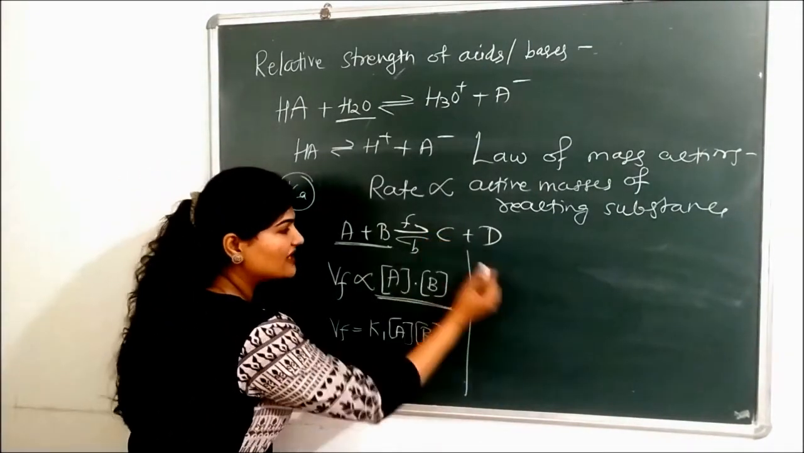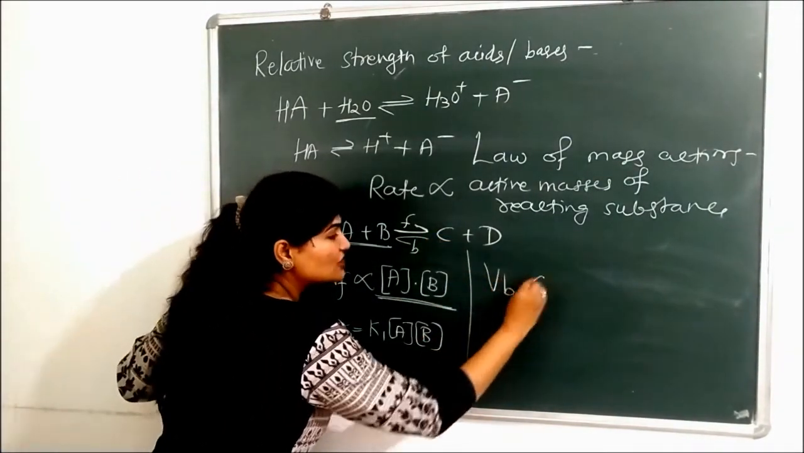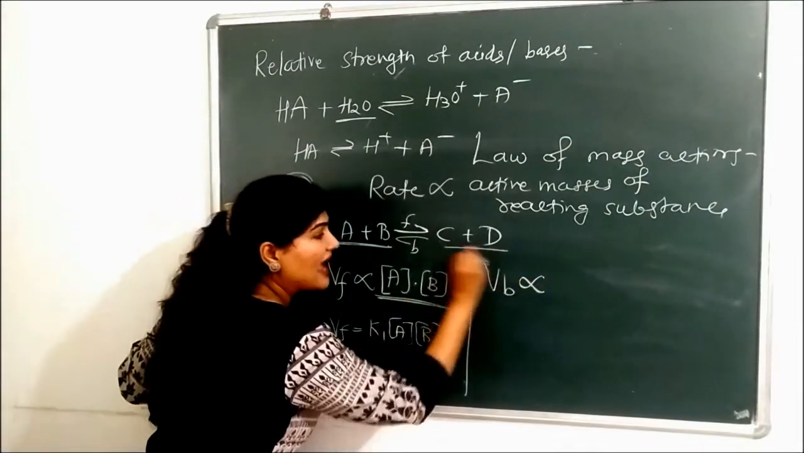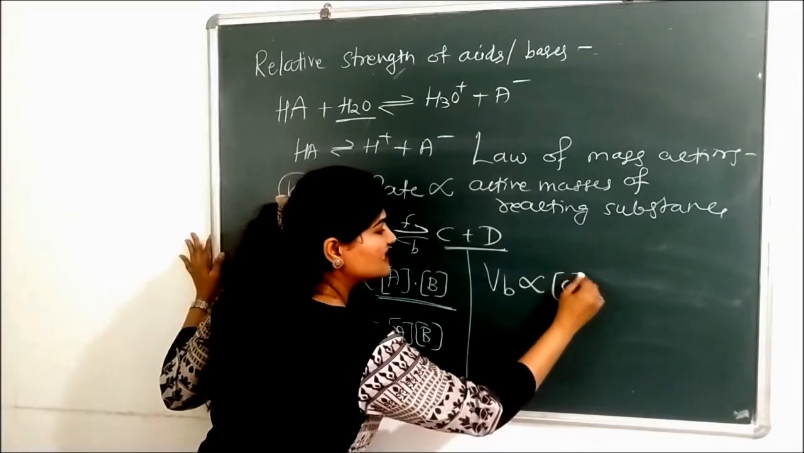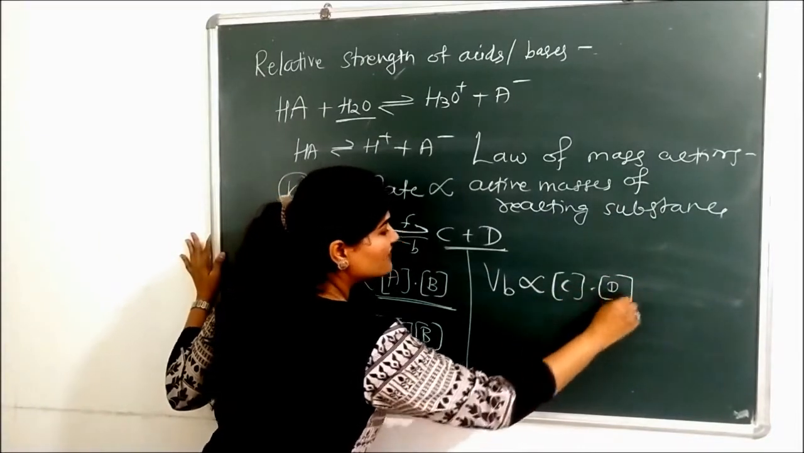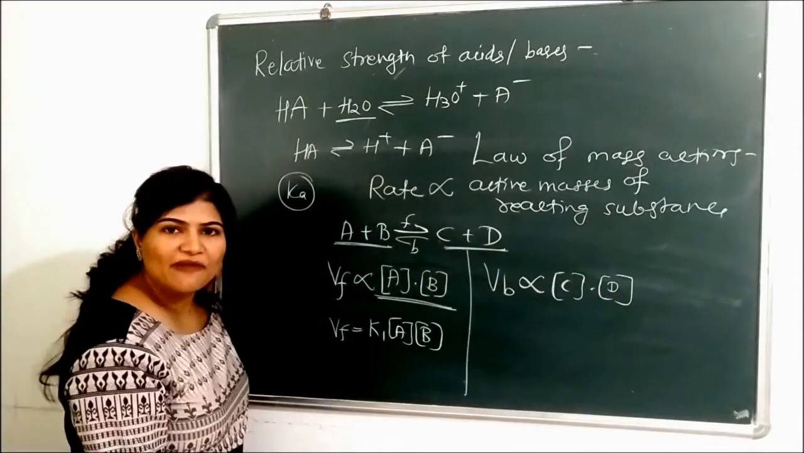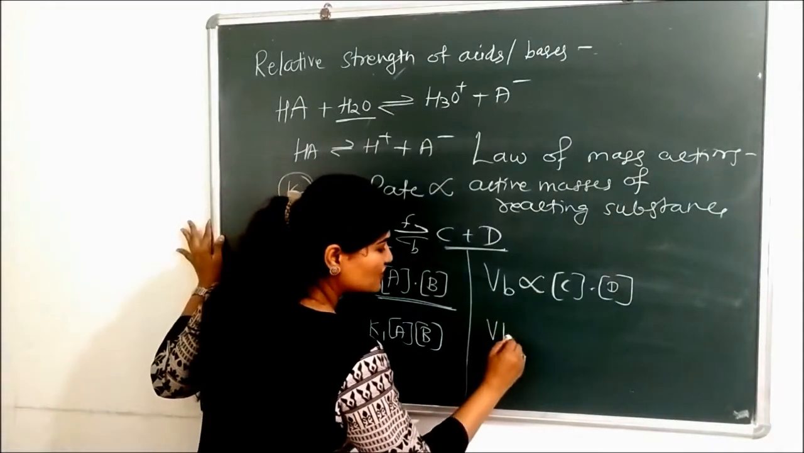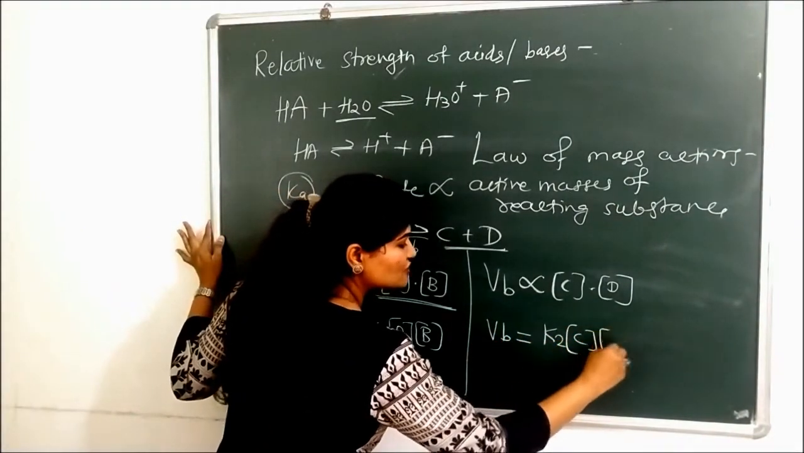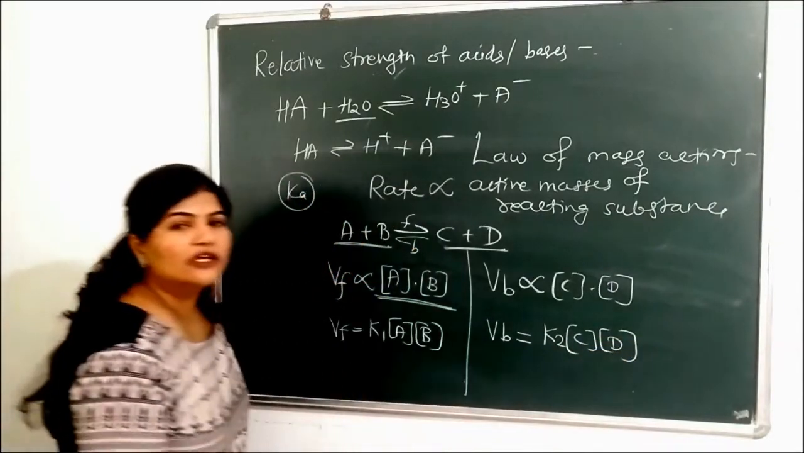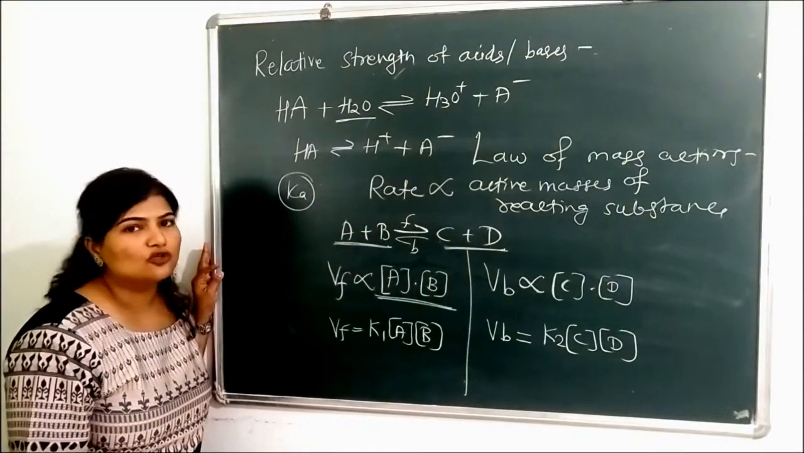Similarly, for the backward reaction, I'll write the velocity of the backward reaction. Now who are the reactants for the backward reaction? C and D. So the concentration of C into the concentration of D will be proportional to the velocity of the backward reaction. I'll also remove the proportionality sign here by putting a constant, so it will be Vb is equal to K2 into [C] into [D].